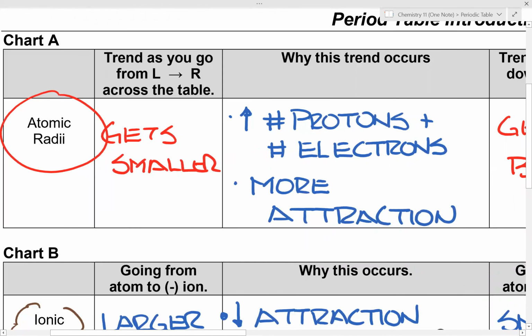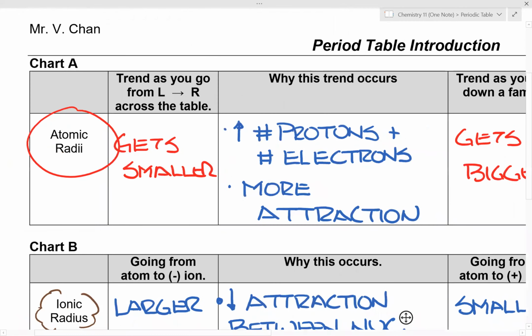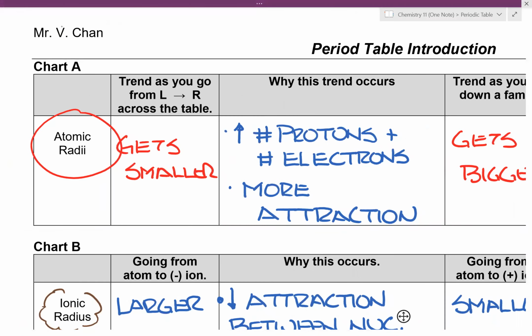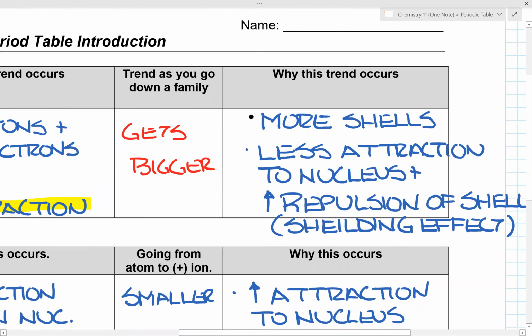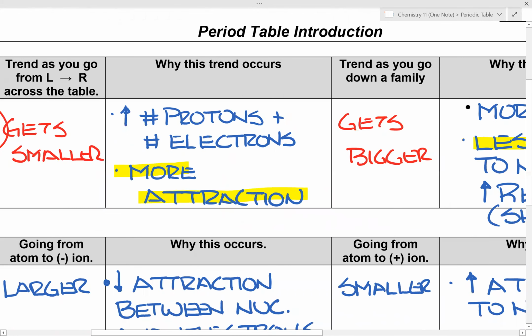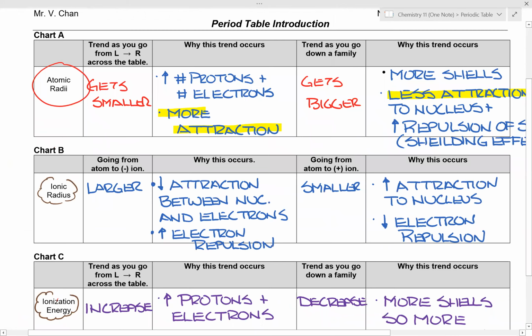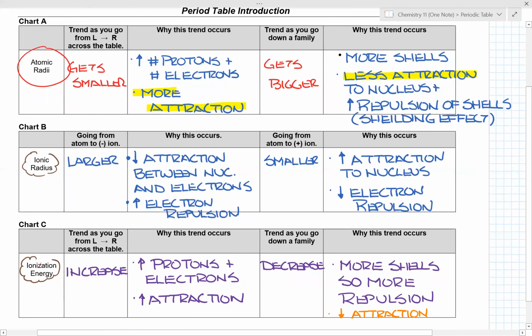One thing I would like you to be aware of is the common term: more attraction, or less attraction. All these trends are based upon the attraction between the nucleus and the electrons. As you go from left to right across the periodic table, you're increasing the number of protons and electrons, and therefore you have more attraction.